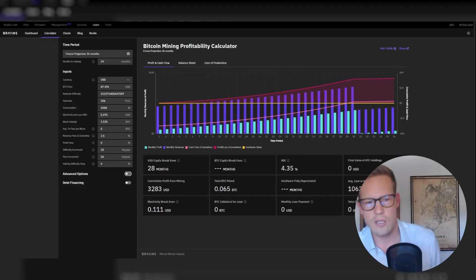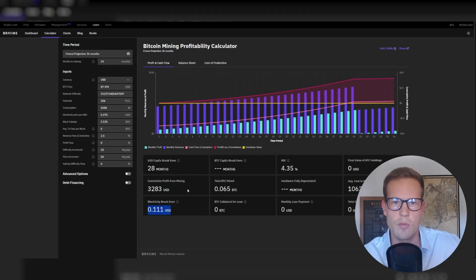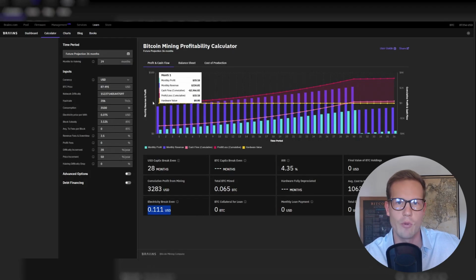And then on the right here, you can see my US dollar break even is 28 months. I have an internal rate of return of 4.35%. It cost me $106,000 to mine the Bitcoin. Electricity break even is at 11 cents, so there's plenty of room left between the 7.5 and the 11.1 cents.